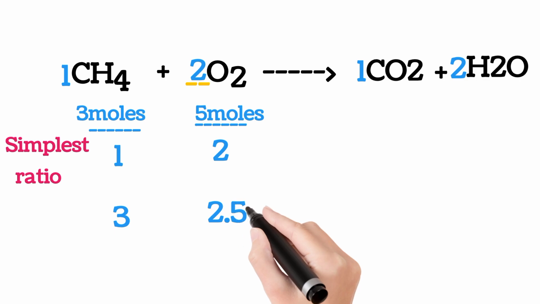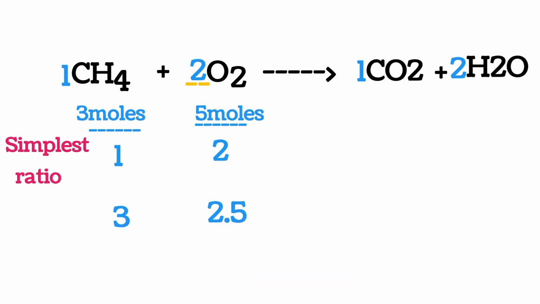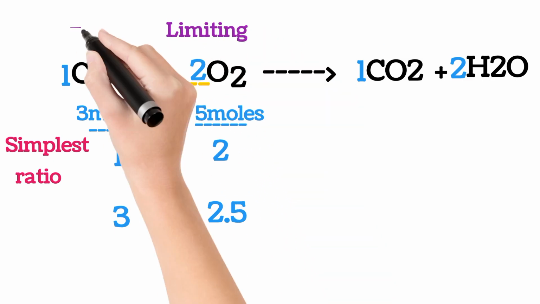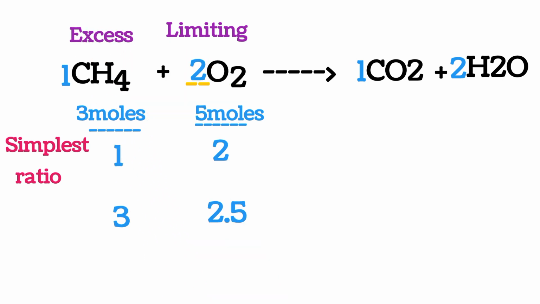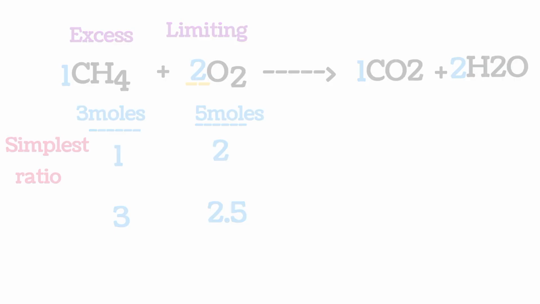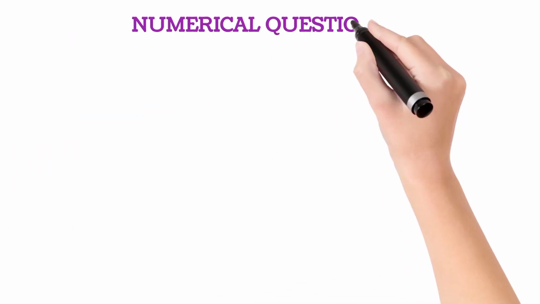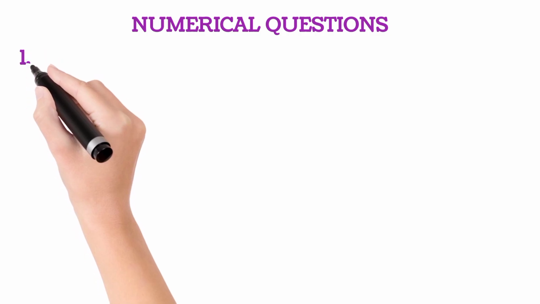So this will give us 3 and 2.5. 2.5 is smaller than 3, that means it is the limiting reactant, while 3 is bigger than 2.5, so it is the excess reactant. So oxygen is the limiting reactant and methane is the excess reactant. Let's look at the numerical question.